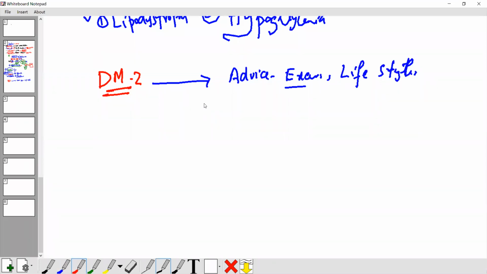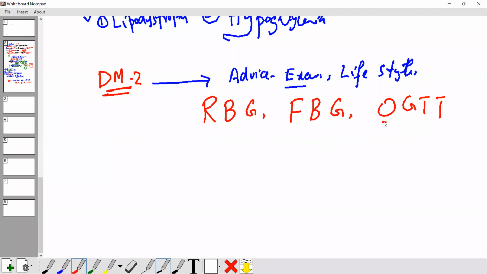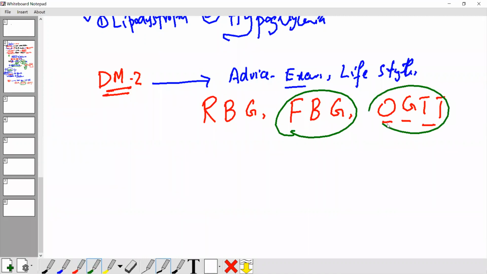What investigations can we perform? Random blood glucose level, fasting blood glucose level, and oral glucose tolerance test, or GTT. This fasting is very important for diagnosis. The random is just for screening. Random means you can take a blood sample at any time to check the blood glucose. For fasting, you have dinner and eat nothing the whole night, and tomorrow morning's blood sampling is known as fasting.